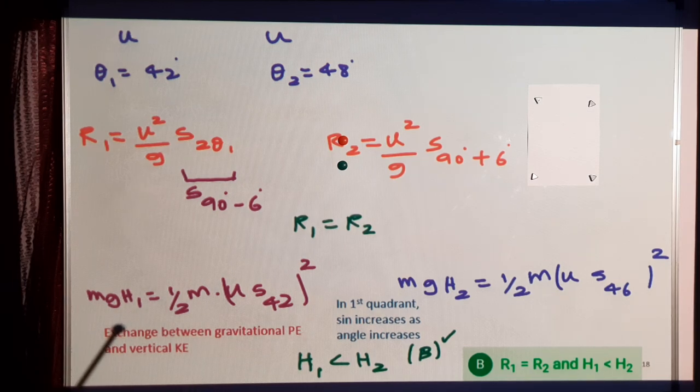Maximum height we can get from v square equal to u square plus 2as, which is the same as energy conservation. Kinetic energy at the bottom point, the vertical one, goes into increasing the gravitational potential energy. So this is an exchange between the gravitational potential energy and the vertical kinetic energy. So whichever sine is more, there will be more height. Sine 48 is greater than sine 42. So H2 is more than H1.